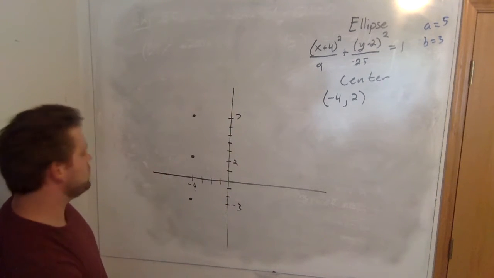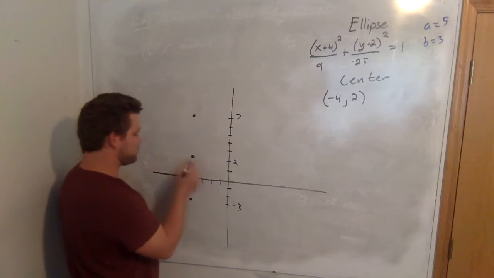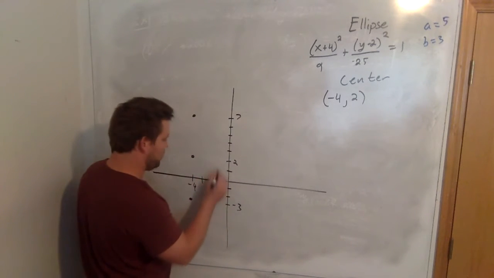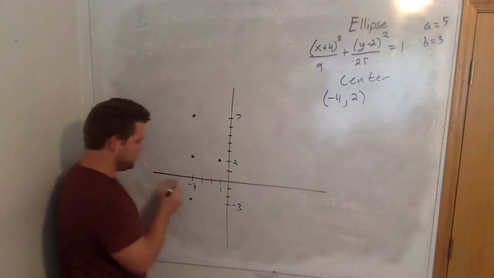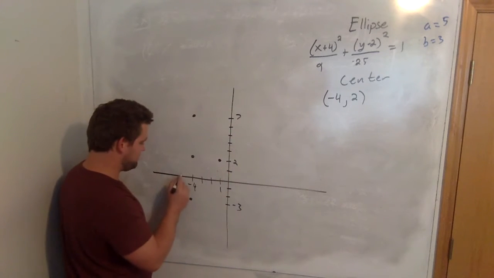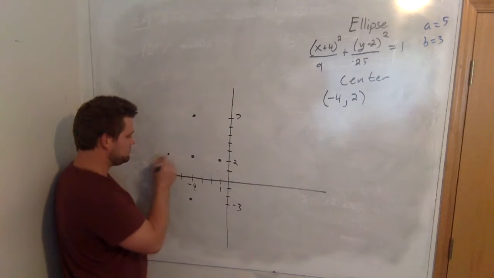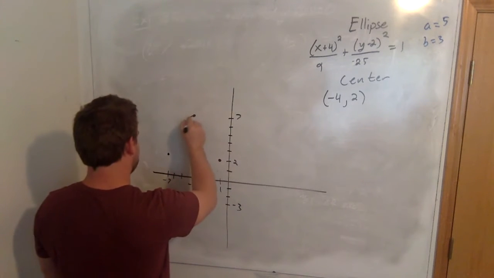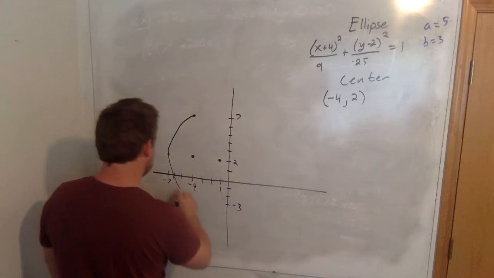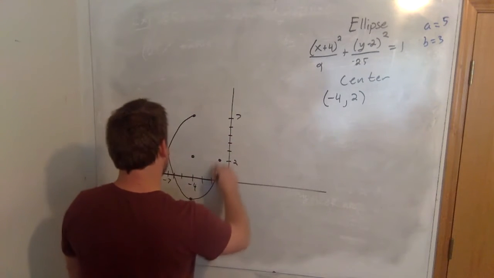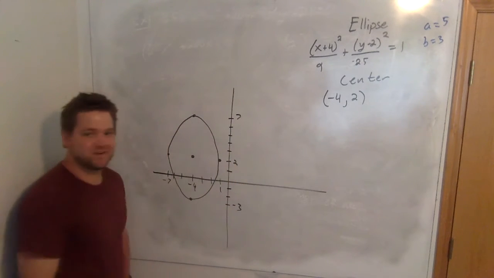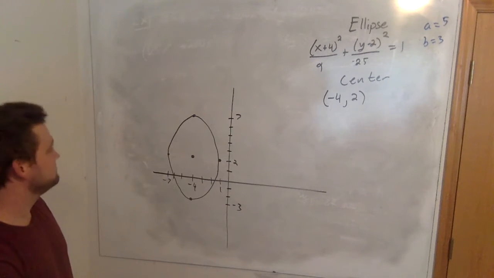Okay, and we need to go 3 units to the left and right of our center. So here at 1, we'll have a point here. We need to go left 3 units. So here's -7. It's not perfect, it's hand drawn, but here's a rough sketch of our ellipse.